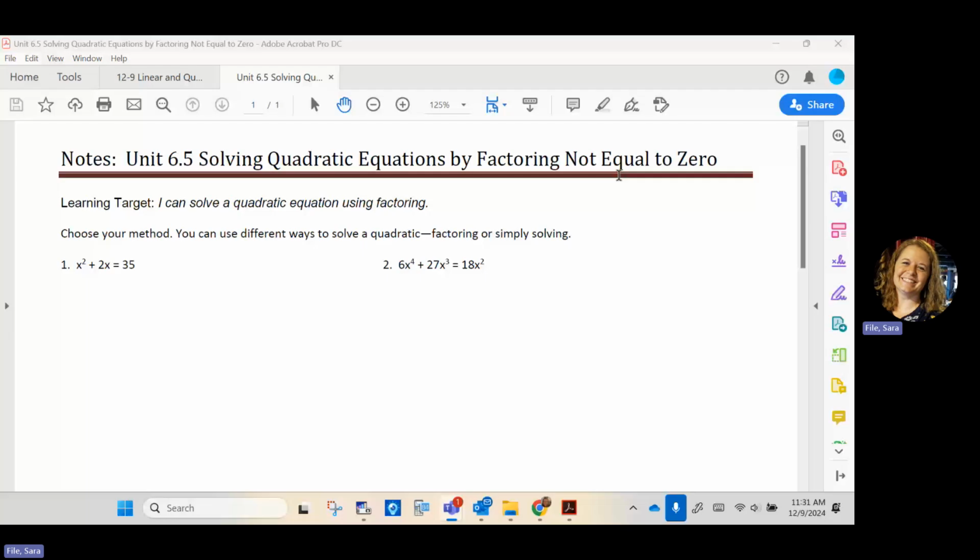Solving quadratic equations by factoring when it's not equal to 0. So on 6.4, like I said, if you need to flip back in your notes and look at what we've talked about before, you can always do that. But in 6.4, we talked about solving quadratics by factoring, but the equations were already set equal to 0.